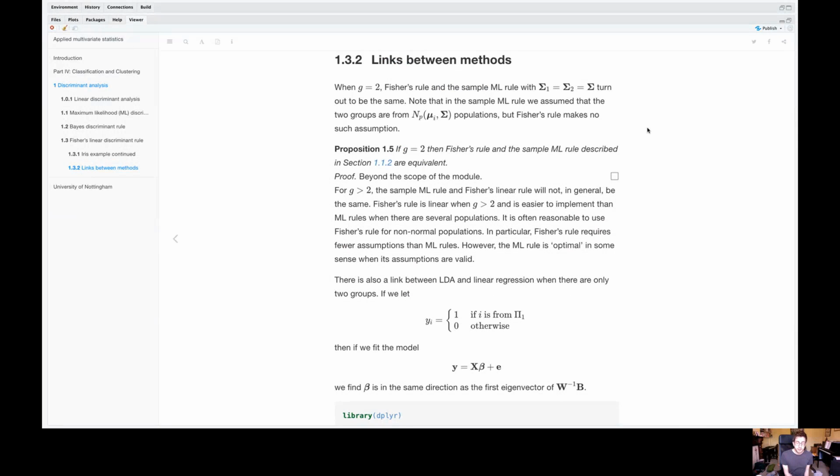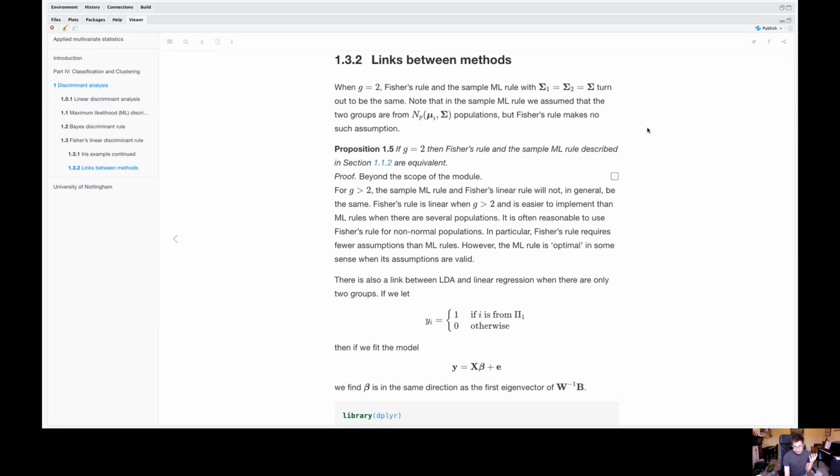So finally, I just want to comment on the links between the maximum likelihood discriminant rule we saw before and Fisher's discriminant rule we've just looked at. In the case where G equals 2, so there are only 2 populations, it turns out that Fisher's rule and the sample ML rule are equivalent. They find exactly the same partition of space. Now, if we have more than 2 populations, then the methods aren't the same. They'll give different classifications.